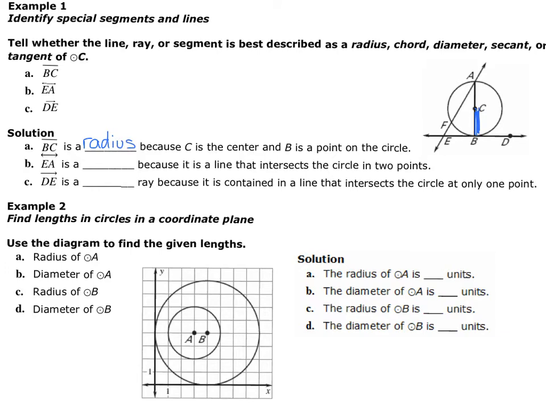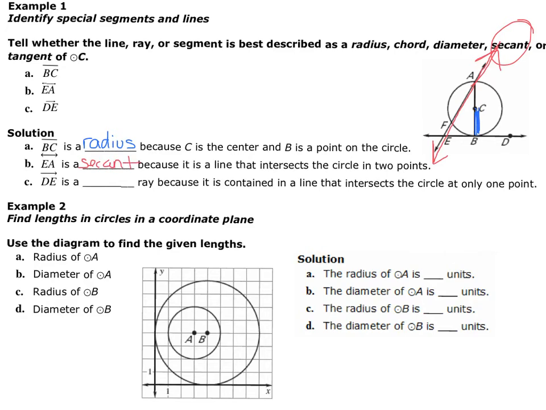So next is line EA. If we're going line EA, we're going all the way through. There is line EA. Well, a secant is one of the ones that can be a line. When it says a line, and you notice the symbol here, this is a line, it can be a secant or a tangent. Since it intersects the circle at 2 spots, that is a secant.